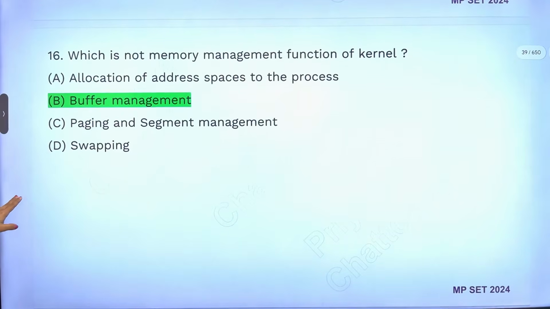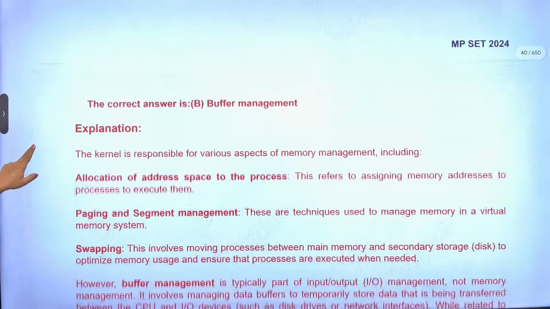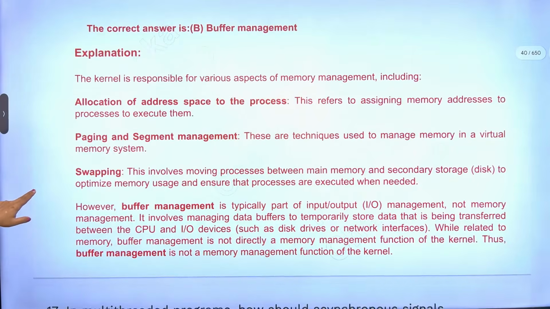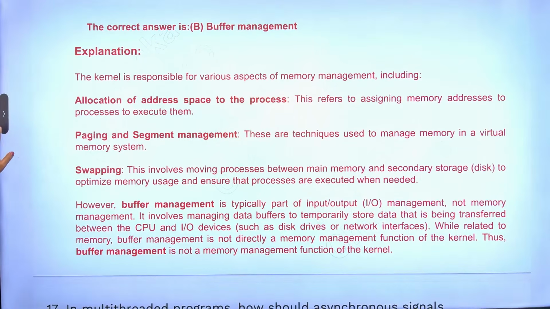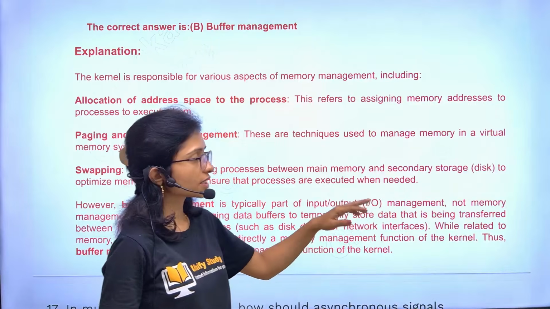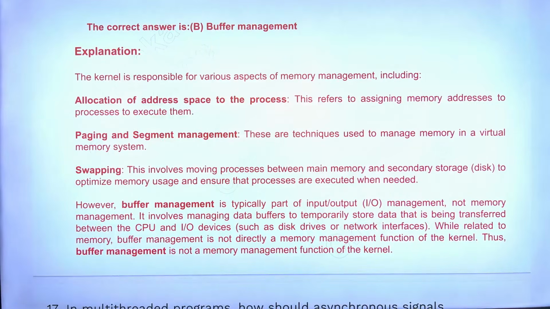Buffer management is not a function of the kernel. Why? Because the kernel is responsible for aspects of memory management, including allocation of address space, meaning where you are going to assign the memory, and the assignment of memory addresses. Then paging and segmentation management, and swapping. These are the main work of the kernel. But buffer management is typically part of input output management. It is not part of the kernel. So that's why your answer here will be buffer management.